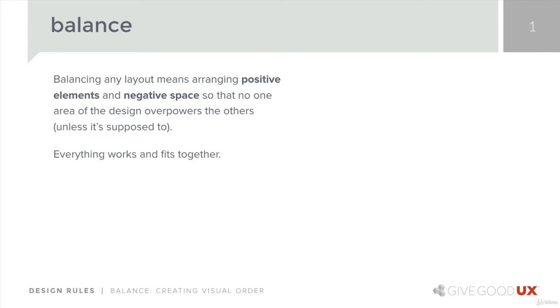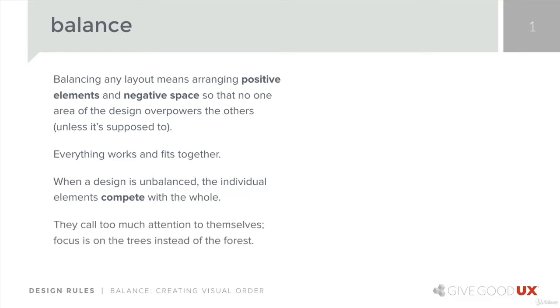Remember what I said about form and function and the idea of a spiritual union? As Frank Lloyd Wright said, the idea is that they're integrated. They work together, they support each other. Balance is a big part of achieving that. When a design is unbalanced, it means the individual elements are competing with the whole. They call too much attention to themselves. Our focus is on the trees, the individual parts, instead of the forest, the whole, the entire thing that's being communicated.